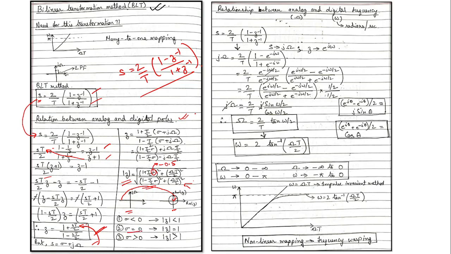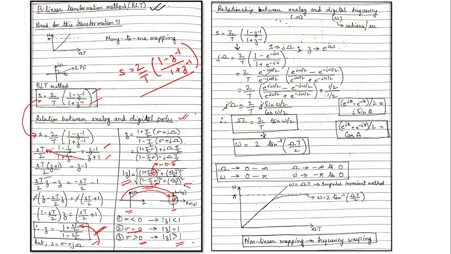When sigma equals 0, this is 0, this is 0. So 1 plus this thing, 1 plus this thing, both become 1. So the frequency axis maps onto the unit circle. And lastly, when sigma is greater than 0, we have modulus of z greater than 1. So it meets all our criteria for designing a digital filter.